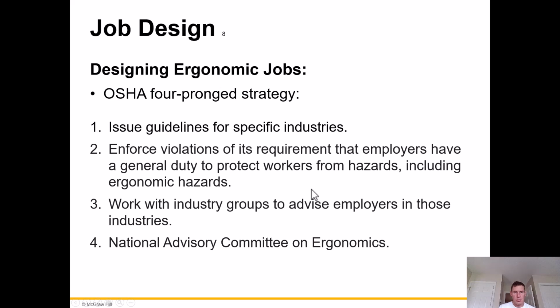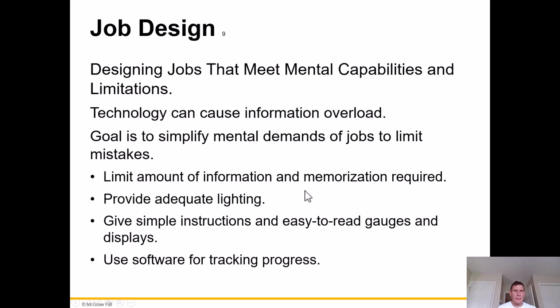Now, OSHA, I talked about OSHA briefly in another video. That's the Occupational Safety and Health Act. It really has a four-pronged strategy here. The first one is they issue guidelines for specific industries. For some it's more of a big deal than others. Number two, they enforce violations of its requirement that employers have a general duty to protect workers from hazards, including ergonomic hazards. Number three, they work with industry groups to advise employers in those industries. And then number four, there's a national advisory committee on ergonomics.